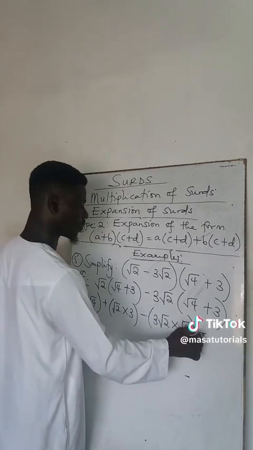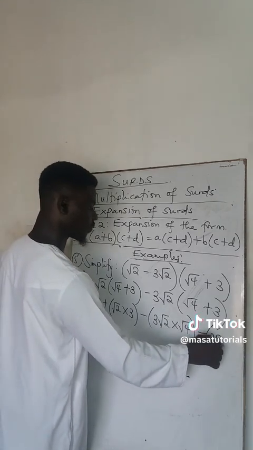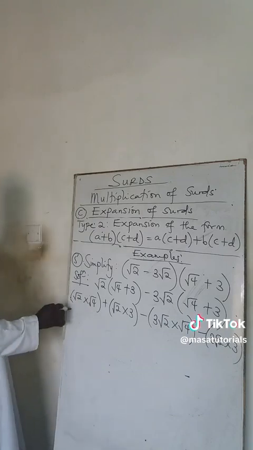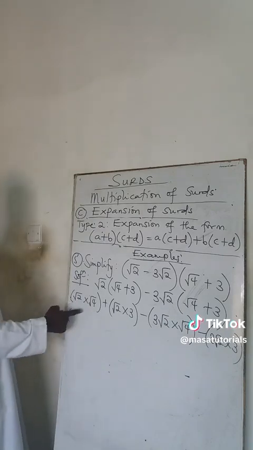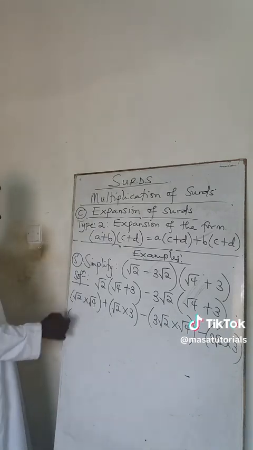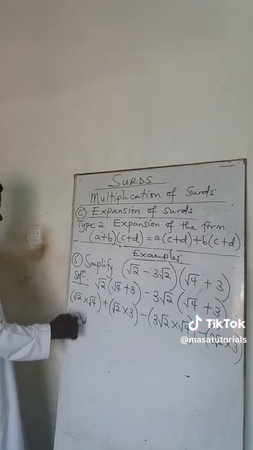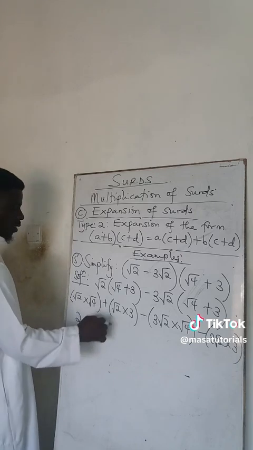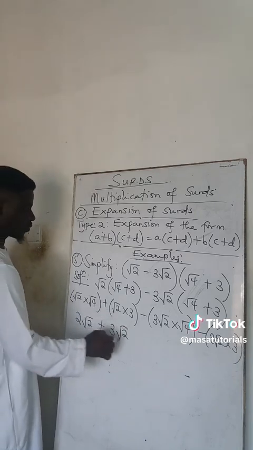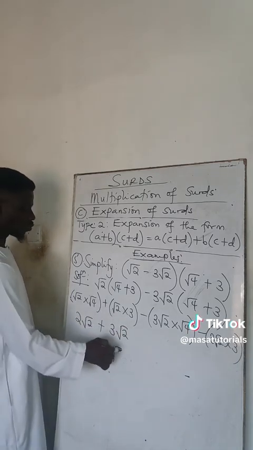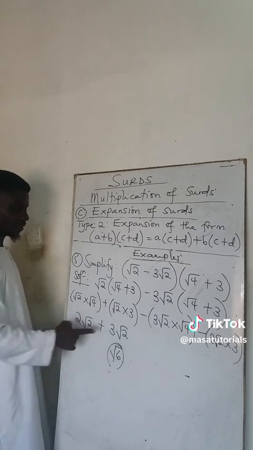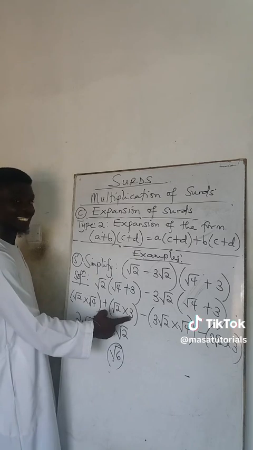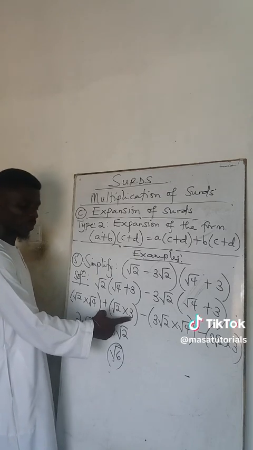Negative times positive is negative. 3 square root of 2 times 3. Now, square root of 2, then square root of 4. Square root of 4 will give us 2. Then square root of 2 here. Then plus, here we get 3 square root of 2. The answer is not square root of 6. Take note of that. 3 will not multiply 2, but 3 will multiply 1, because 3 is not inside square root.